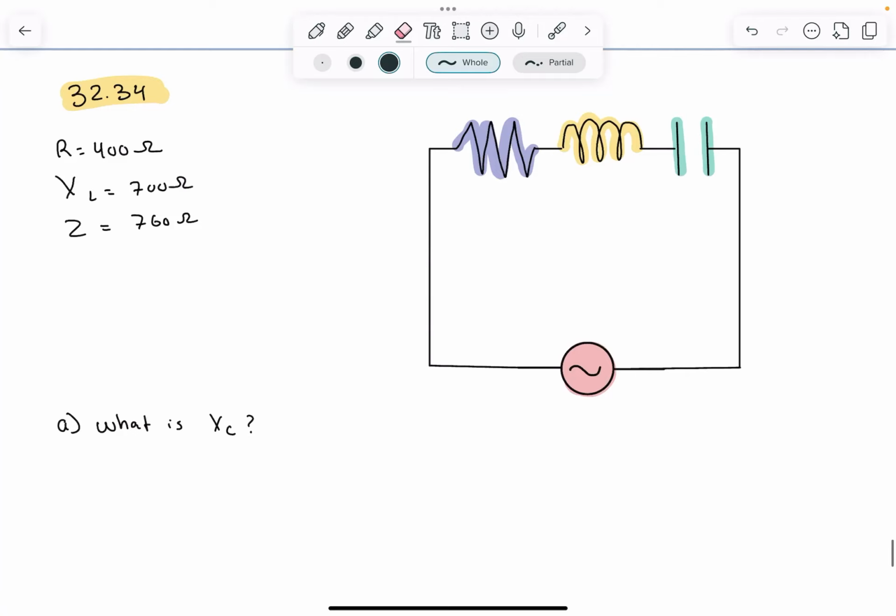This is problem 32.34, and it says that you have a 400 ohm resistor, an inductor, and a capacitor in series with an AC source. The reactance of the inductor is 700 ohms, and the circuit impedance is 760 ohms. A. What are the possible values for the reactance of the capacitor?